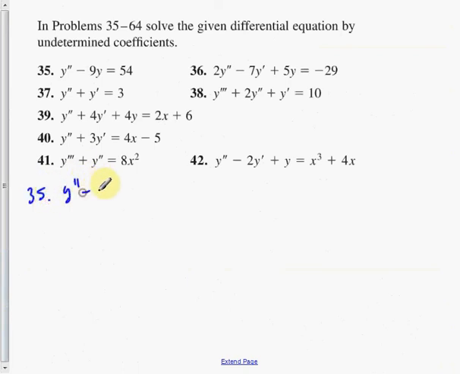y double prime minus 9y is equal to 54. We're going to solve the differential equation by the so-called undetermined coefficients, using the so-called annihilator approach.